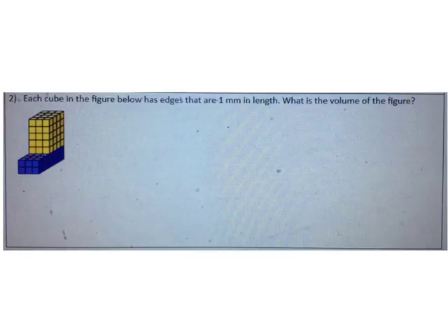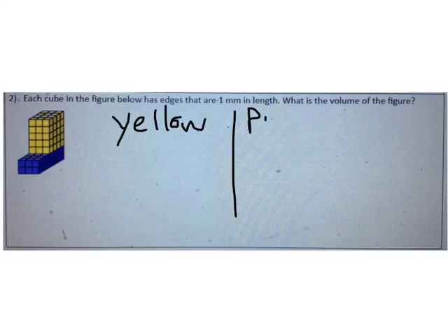Each cube in the figure below has edges that are 1 millimeter in length. What is the volume of the figure? Well, we need to find the volume of the yellow figure and the volume of the purple figure, and then add them to find the total. What's the volume of the yellow figure?